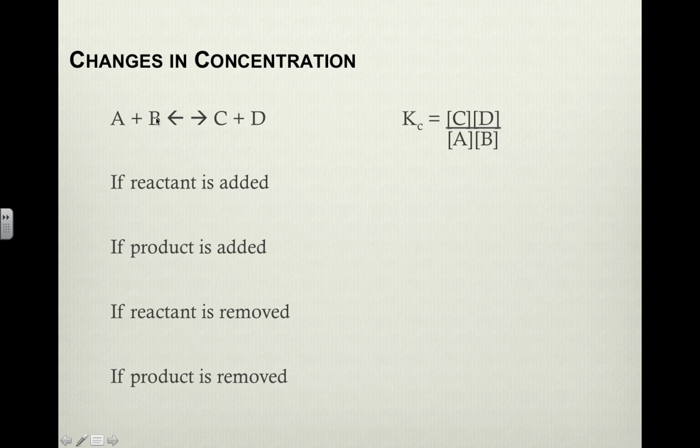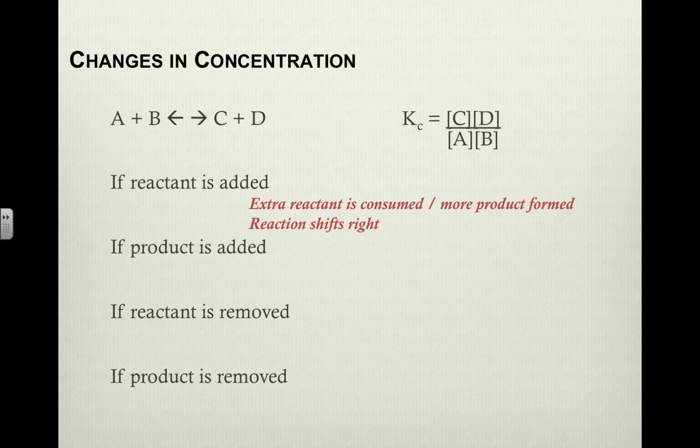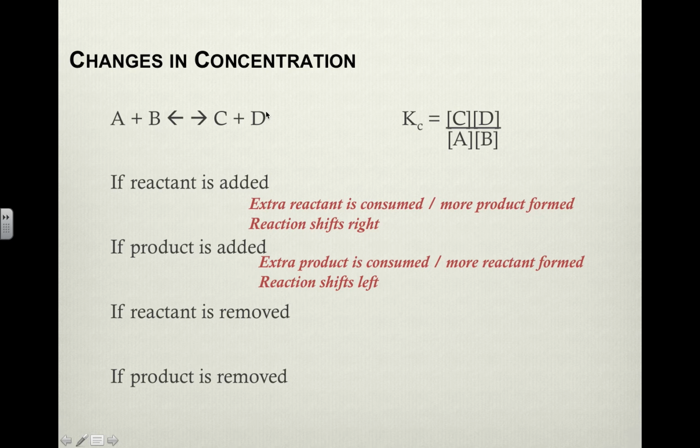Okay, so if we add a reactant, let's say we add in more A, then we have too much reactant, not enough product. So what's going to happen? Well, we're going to consume that reactant and form more product, and so we'll say that the reaction shifts to the right. The products are on the right. Well, what happens if we add a product? Same idea, but on the flip side of the coin. Now we have too much product, and so we'll use up the product, form more reactant. We say that the reaction shifts to the left.